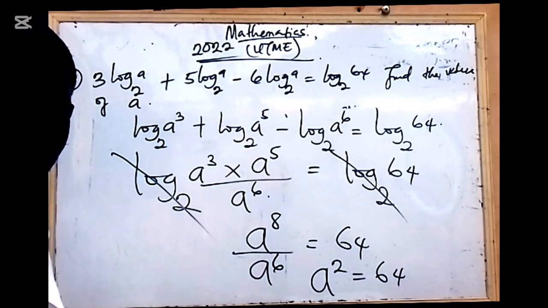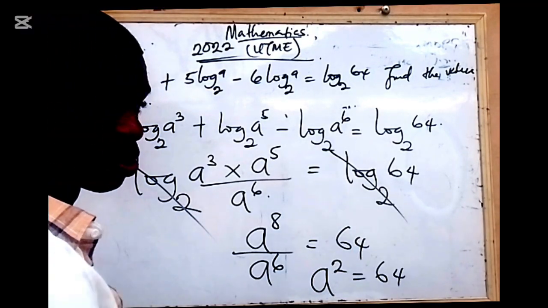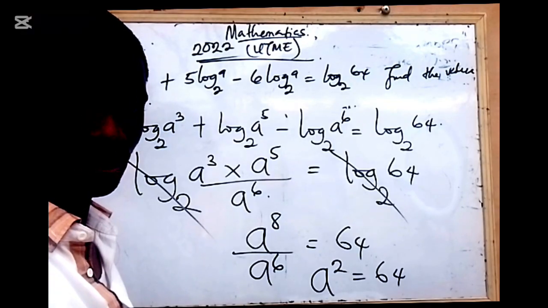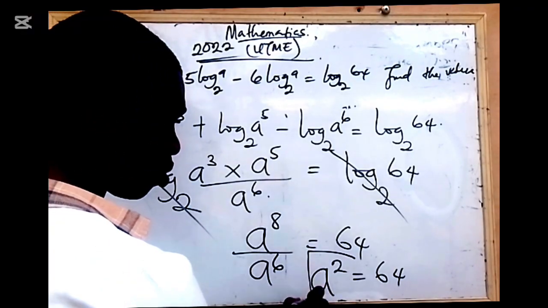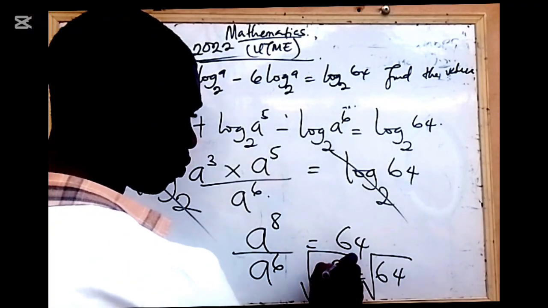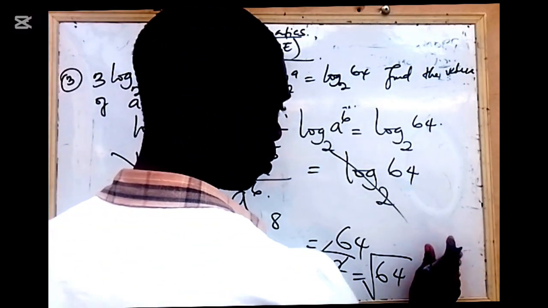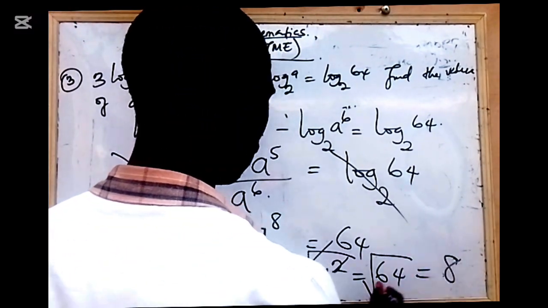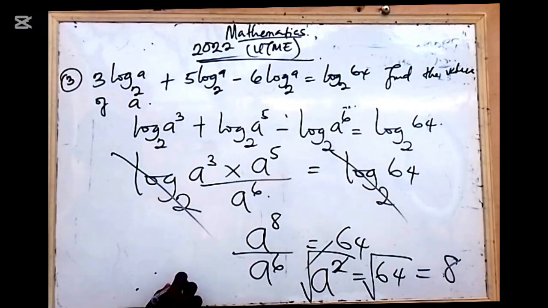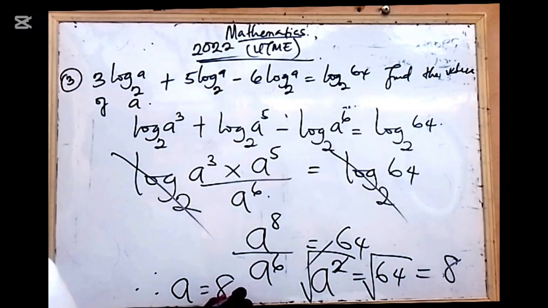Another way to do this: we bring out 64, and just find the square root. Take the square root of both sides. The square root of a squared cancels, and what's the square root of 64? 8. Yes. Therefore, the answer is a equals 8. You see that?